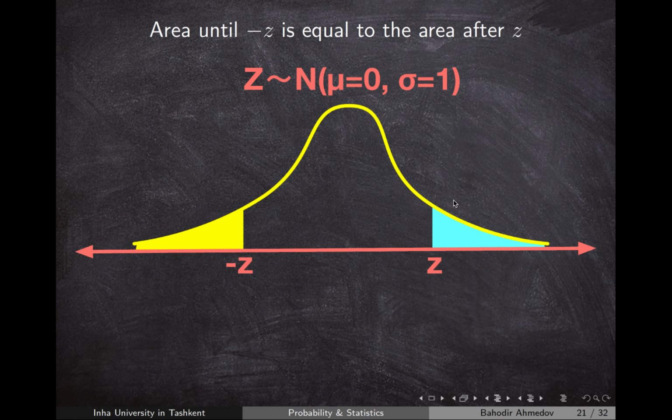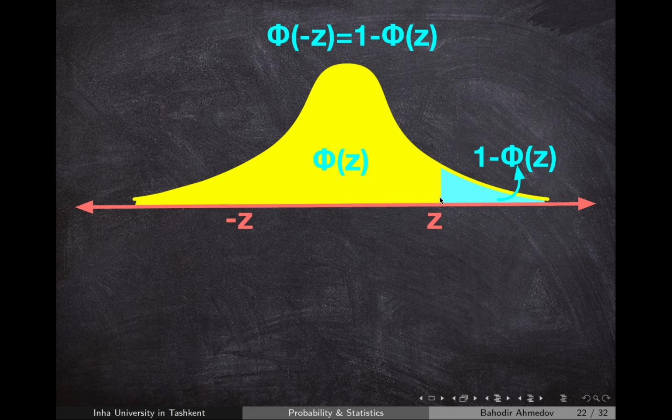So if I would like to find this area, what I can do is find the area until this point by evaluating the phi of z. And by subtracting this from 1, I can find the value on the right tail. And this area is going to be the same as the area until minus z.